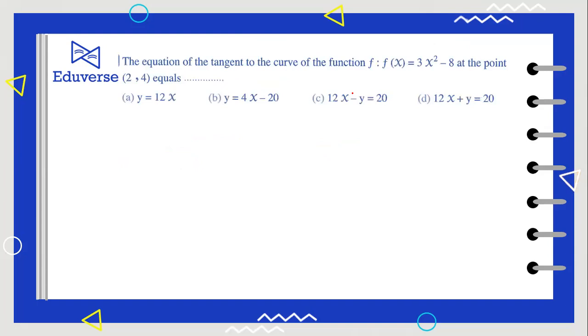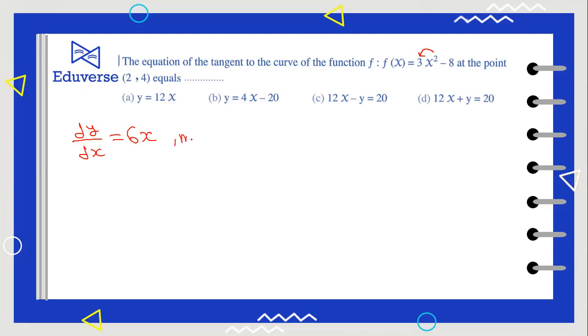The next one, the equation of the tangent. I want to find the equation of the tangent to the curve 3x squared minus 8 at the point (2, 4). Okay, firstly, I must find dy over dx. The derivative refers to the slope. Okay, the derivative of 3x squared minus 8: 2 multiplied by 3 is 6, and subtract 1 from the power, it will be x power 1. 8 is a constant, its derivative is 0. dy over dx will be 6x.